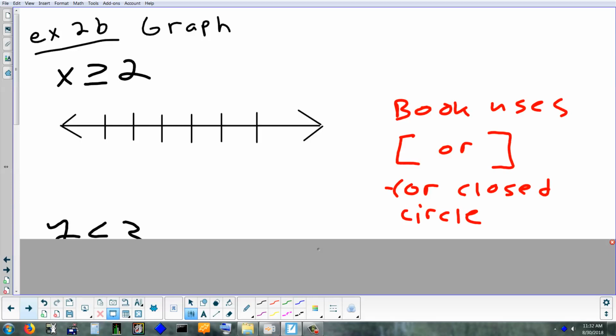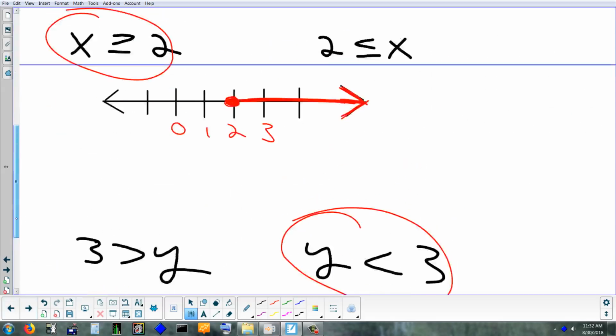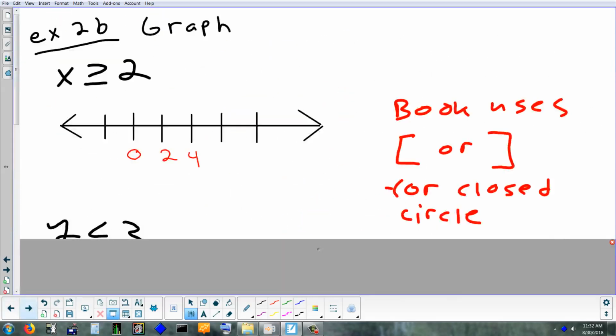So in this problem, I think it's the same one we already did. Yep. The only difference is instead of putting a closed circle on 2, you put a bracket. But it requires you to know which way you're going to shade before you put the bracket, because you always have the bracket opening the direction you're going to shade. So we know we're going to shade right, so the bracket opens to the right. It's just a different way of doing it. That's all.